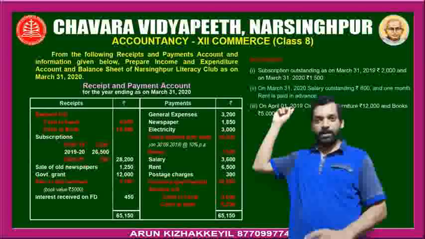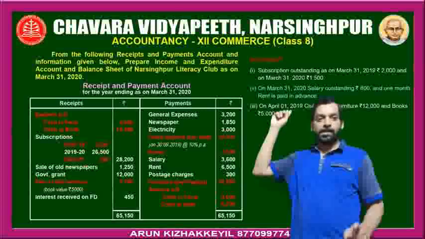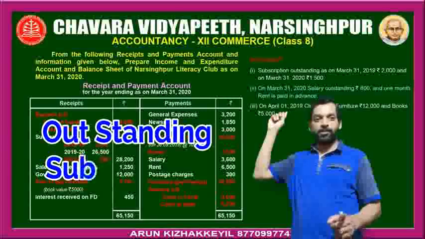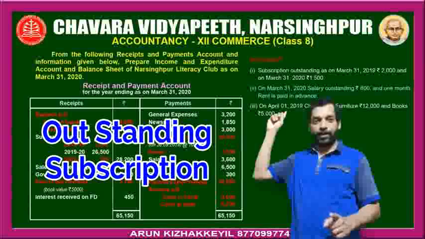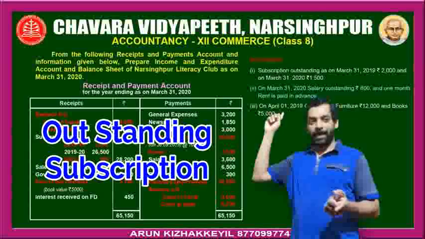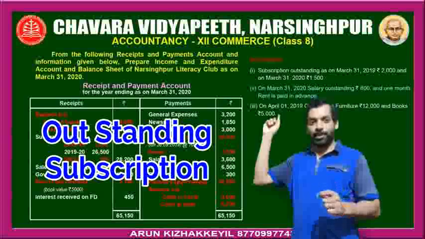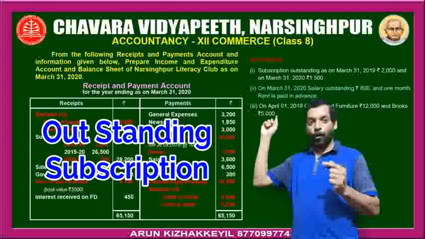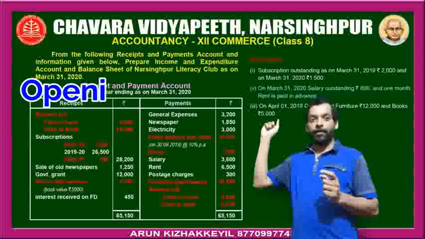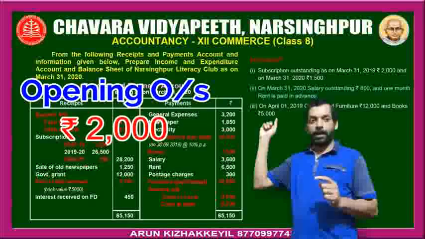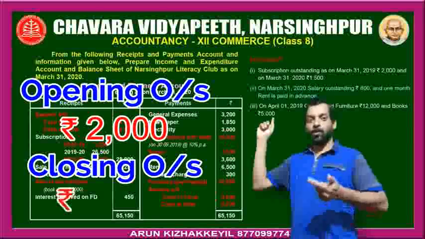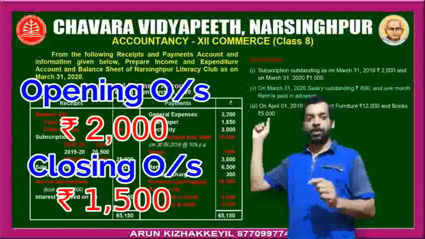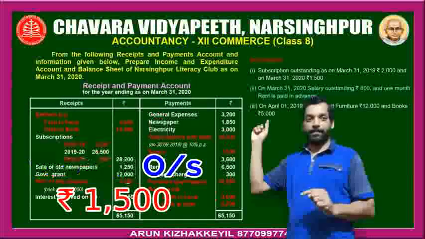Here you can see some adjustments, means information given. There are three pieces of information given. First one is subscription outstanding as on March 31, 2019. See, we are making the accounts on 31st March 2020. So March 31, 2019 balance means opening. Amount is rupees 2,000, and on March 31, 2020, means closing balance of outstanding subscription, is rupees 1,500.